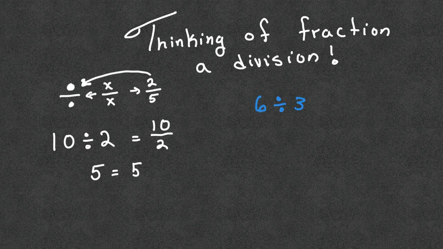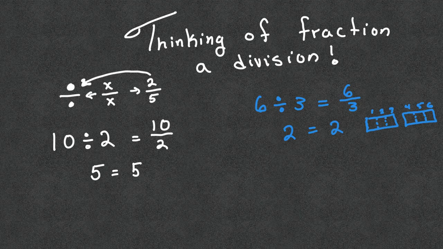Let's try it again. If I have 6 divided by 3, I'm telling you that this is the exact same thing as 6 over 3. 6 divided by 3 is 2, and if you have 6/3, it's equal to 2 as well. And just to make sure that you believe me, I'm going to draw this 6/3 right here. So here we have my wholes cut into thirds, and I've got 1, 2, 3, 4, 5, 6. And so if I have 6/3, it's equal to 2 wholes.